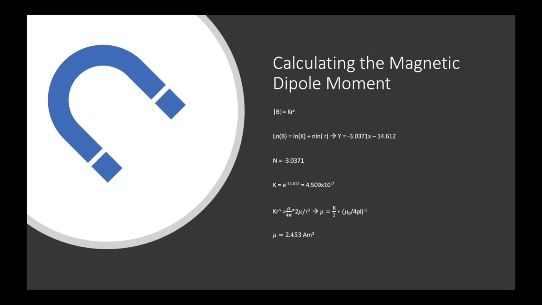We can use the equation y equals negative 3.0371x minus 14.612. The y equals mx plus b equation from the graph is equivalent to the equation ln of B equals ln of k plus n times ln of r. So we can find that n is equal to negative 3.0371. Rearranging the equation, we can find that k is equal to e to the negative 14.612, which is equivalent to 4.509 times 10 to the negative 7th.